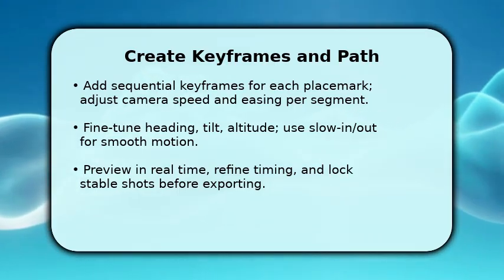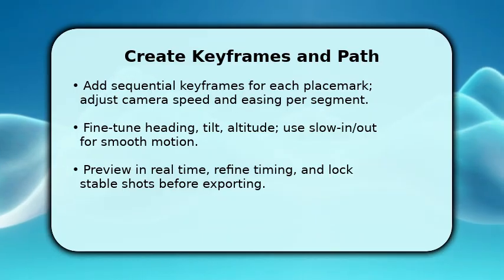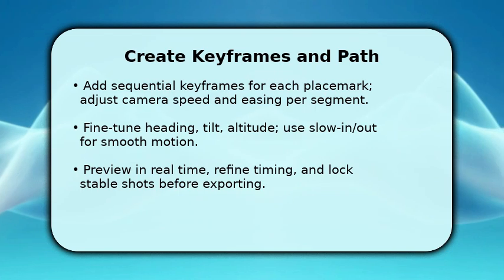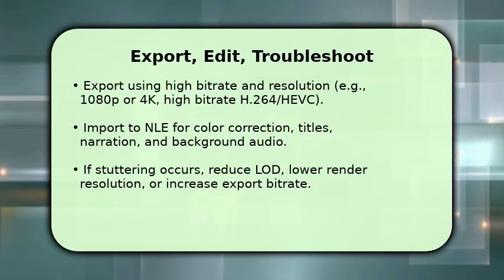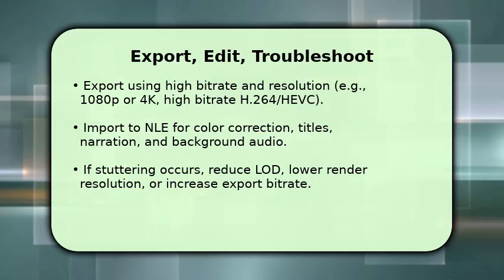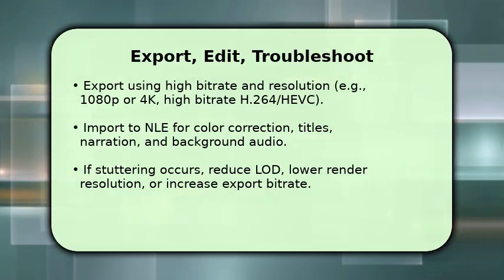Tweak timing for busy urban scenes or longer glides over landscapes, and lock any stable shots so they don't shift during export. Finally, export the animation at your target resolution and codec. Choose 1080p or 4K with a high bitrate for clean edges on 3D buildings.